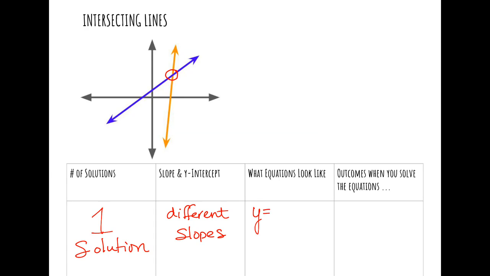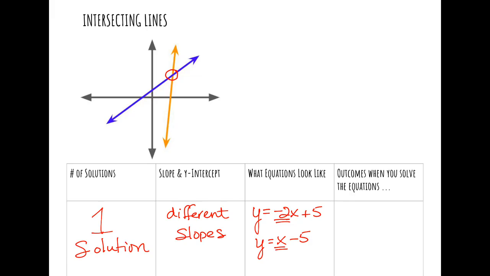Well, that's pretty easy. We can just do negative 2x plus 5, and any other slope here is going to work. So a slope of 1 would work. These two lines, this one has a slope of negative 2, this one has a slope of 1. Since they have different slopes, they will eventually intersect and have one solution.